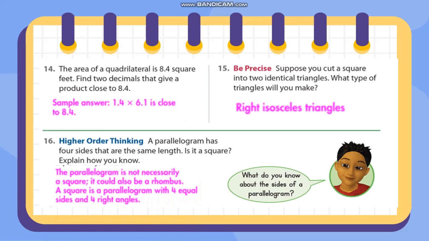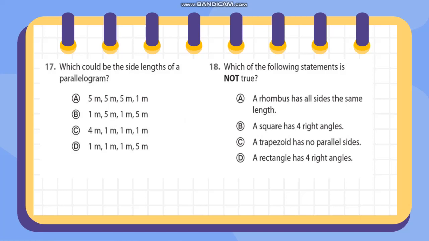A square is a parallelogram with four equal sides and four right angles. Okay? Next, question 17. Which could be the side length of a parallelogram? So we all know that a parallelogram has two pairs of parallel sides. So the answer is letter B, because two sides are parallel. We have 1 meter and 1 meter and 5 meter and another 5 meter. Next, question number 18. Which of the following statements is not true? So the correct answer is a trapezoid has no parallel side, because a trapezoid has one parallel side.